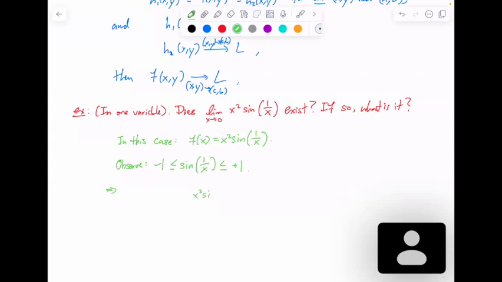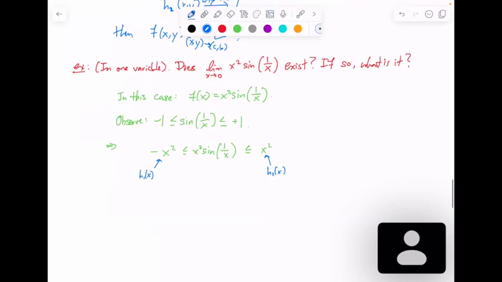We have x squared sine of 1 over x is always less than or equal to x squared, since sine of 1 over x is always less than or equal to 1. And similarly, it's always greater than or equal to minus x squared. These here are h1 of x in my notation above, and this is h2 of x. Now, what's the limit of x squared as x goes to 0? It's 0. We have these facts here, and by the squeeze theorem, this means that the limit exists and is equal to 0. Any questions here on this one variable example?